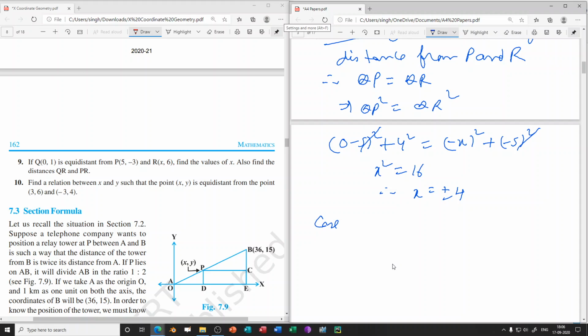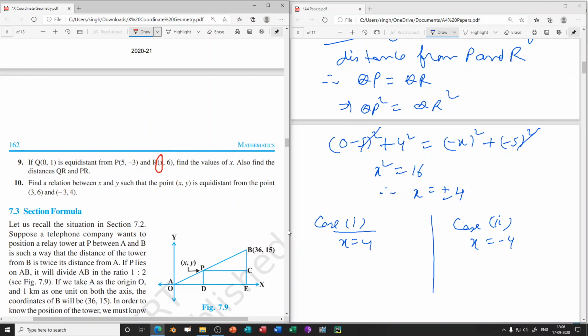Case 1, x equal to 4. And what is case 2? Case 2 is x equal to minus 4. In place of this x, you have to replace this x with 4. And then find the distance of QP.